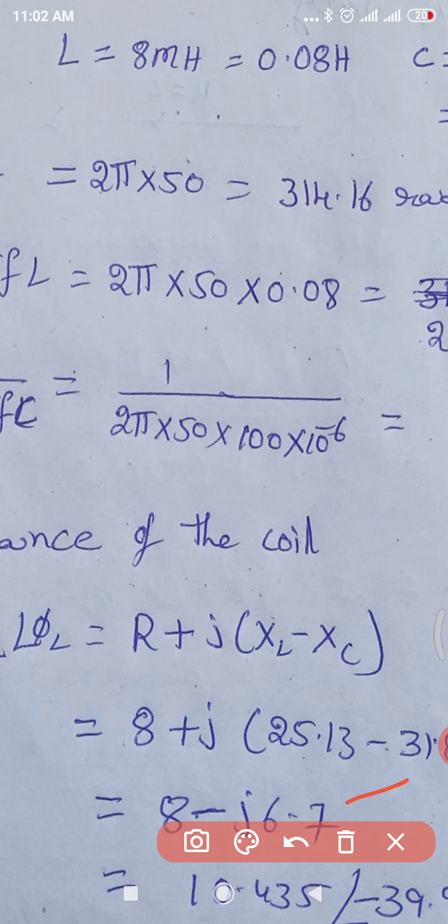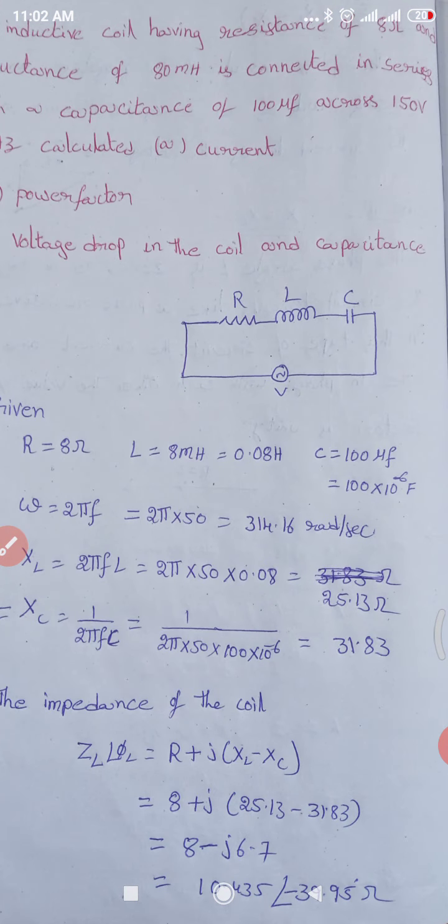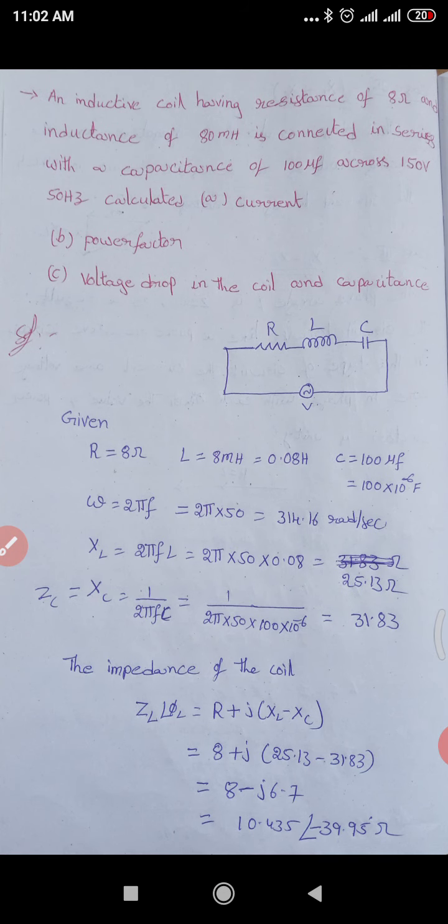Now we have to convert this into polar form. This is the rectangular form, and now we have converted into polar form. In polar form we get 10.435 at an angle minus 39.35. This is about the impedance. Now we have to calculate the current I flowing in the circuit, the power factor of the circuit, the voltage drop in the coil, and the voltage drop in the capacitor.